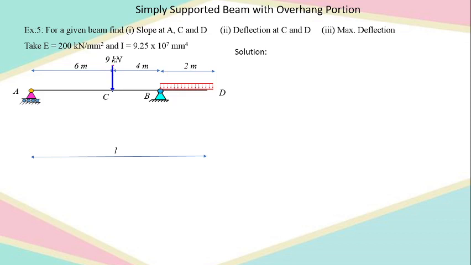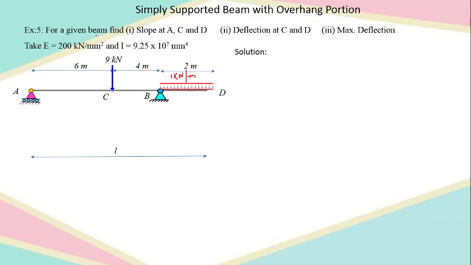Here, what load is acting? There is only one point load on the simply supported part, but on the overhanging part there is a UDL of 1 kilonewton per meter. So this is a UDL of 1 kilonewton per meter imposed on the distance of 2 meter. Is that okay? So this is how we have to understand this particular problem.